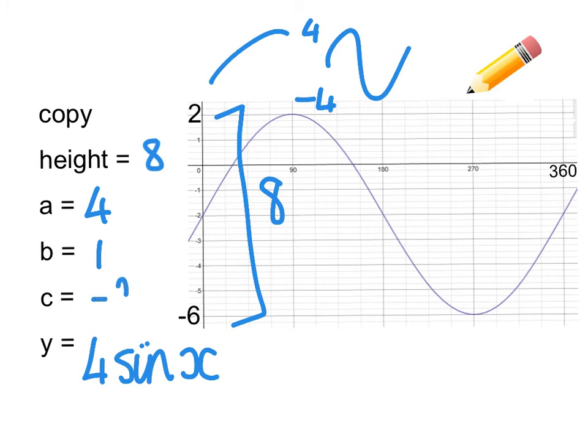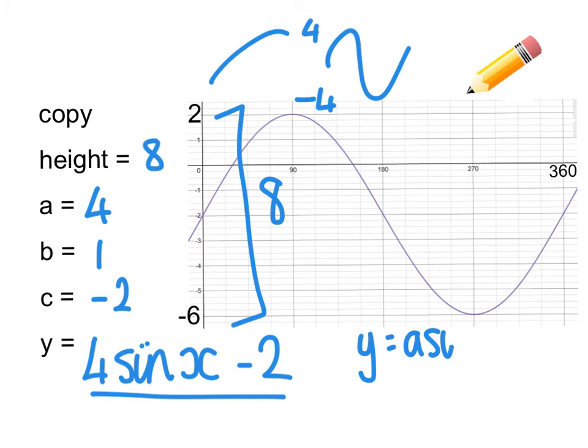So C is -2. The graph has been moved down 2 places. Now in the exam, they might just write it as y equals A sine x plus C, and they'll ask you the values of A and C. You would then write A equals 4, C equals -2. Or if you write it in the equation, you will still get full marks. Alright, so there's 2 different ways to answer it.